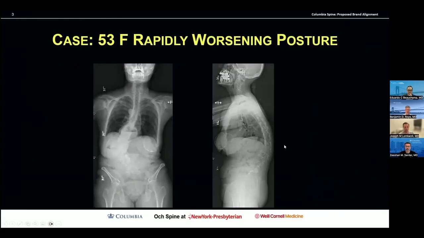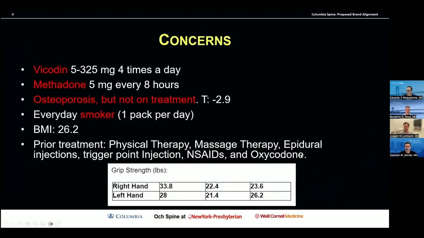So I'll start with a case example. This is a 53-year-old female who came to me with quite significant deformity and disability related to it. Here are some of the concerns. This is unfortunately not an uncommon thing that we see in some of our adult patients who have been going through pain for many, many years. She was on Vicodin a few times a day. She was taking methadone. She had osteoporosis, but was not treated at the time she saw me. And she was also a smoker.